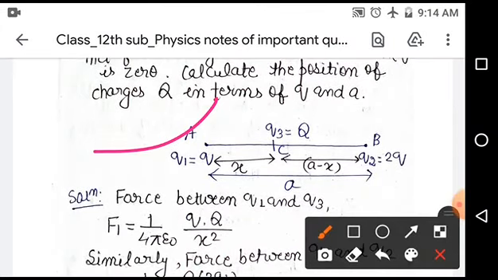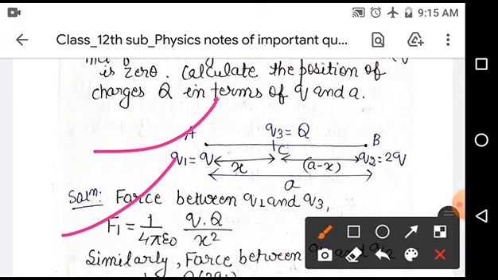In this diagram there are 2 points A and B where charges small q and 2q are placed. Now take a point C on the line AB where a third charge Q3, whose value is capital Q, is placed. Now take the distance between the two charges small q and 2q as small a. So if small x is the distance between charge small q and capital Q, then a minus x will be the distance between charge capital Q and 2q.